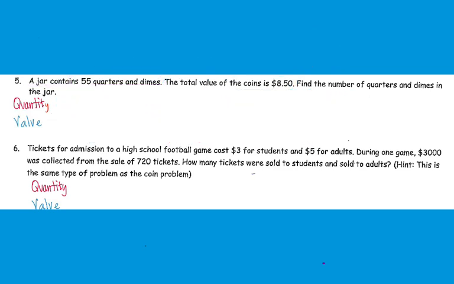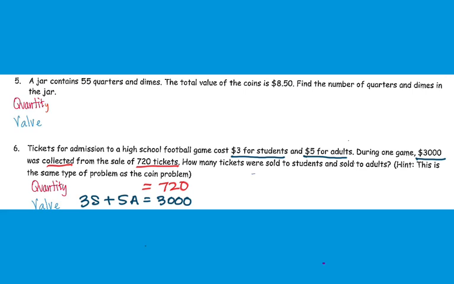All right, let's clean this up and go on to number 6. Number 6 is a different kind of quantity and value question. It's saying that we have admission to a high school football game and there's $3 tickets for students. That must be the value of a ticket, right? The value is $3 for a student and $5 for an adult for the total amount that was collected of $3,000, right? So value is always about the money. The quantity is how many tickets were sold, and that how many were collected was 720.